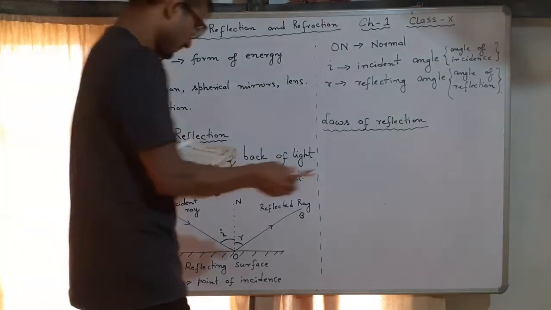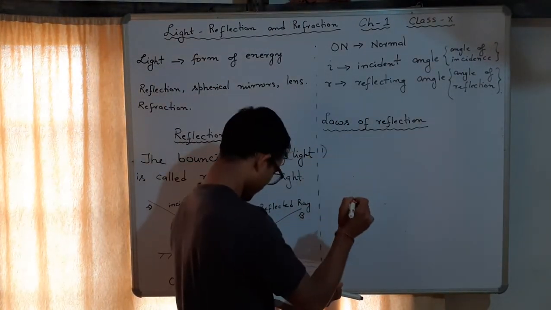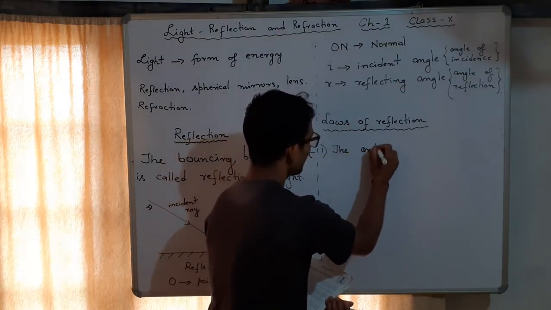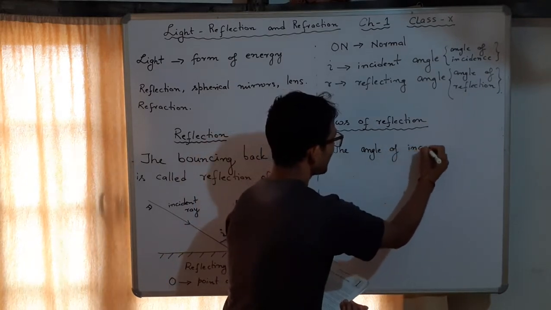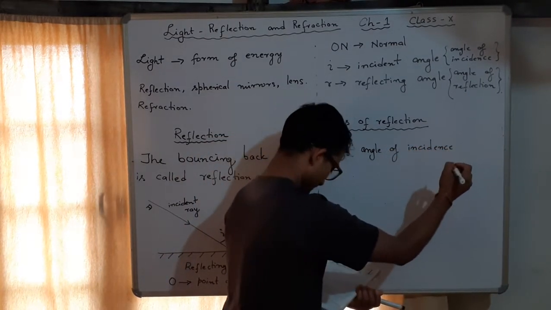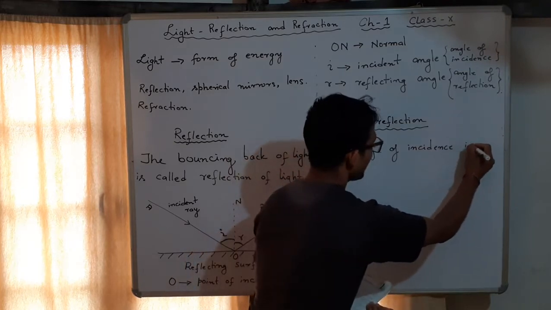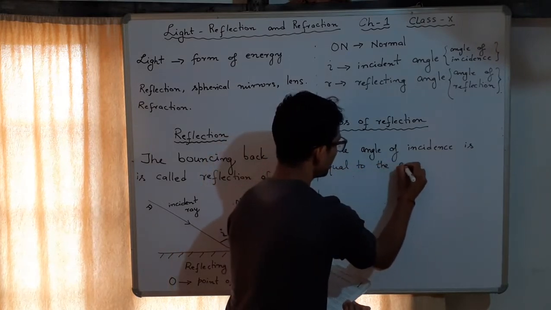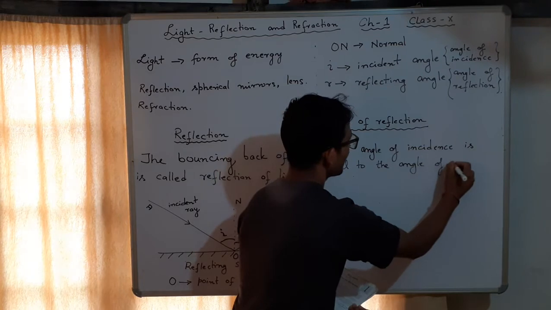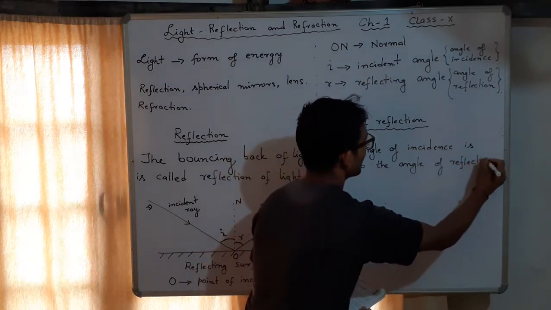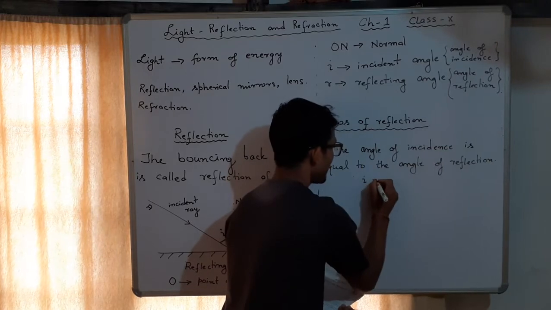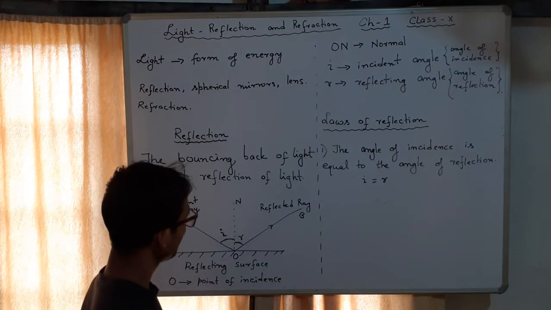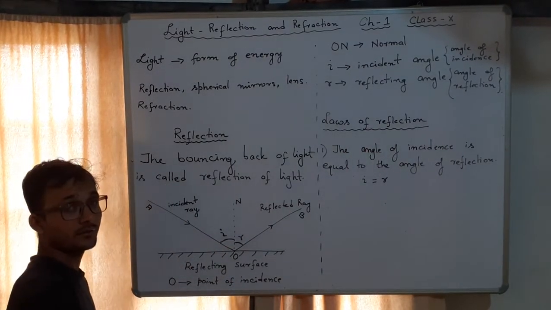So what is that? Number one, the angle of incidence is equal to the angle of reflection. In short, angle I is equal to angle R. I'm not writing the symbol. That means this angle is always going to be equal to this. This is the law of reflection.